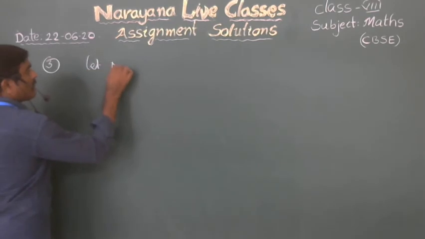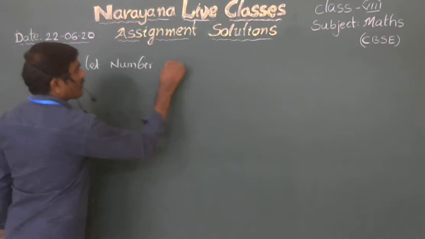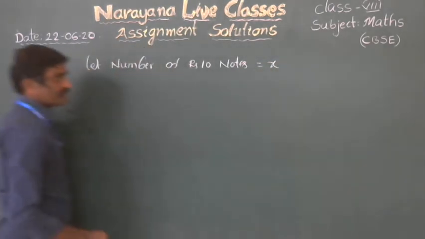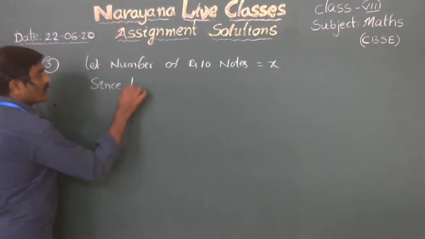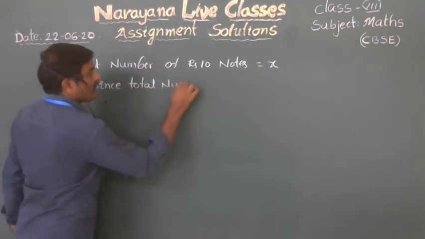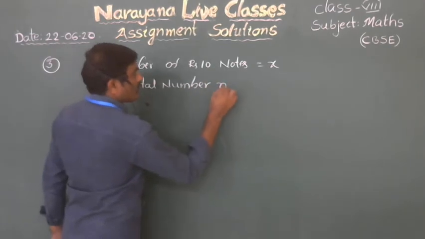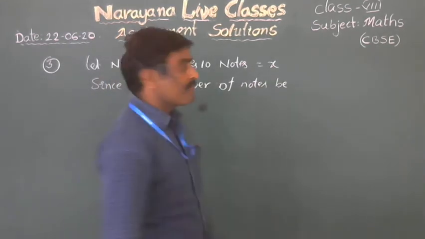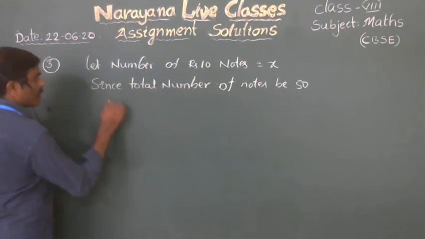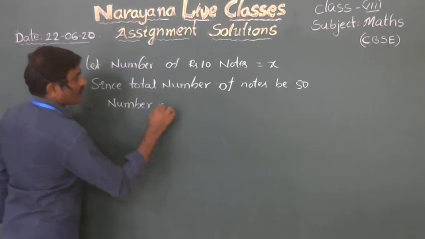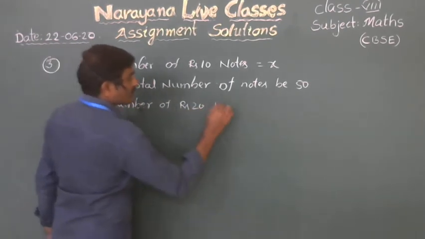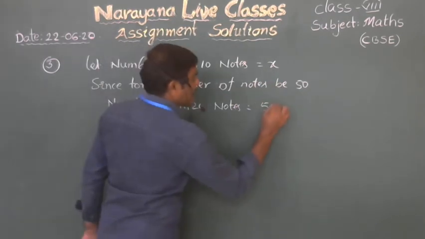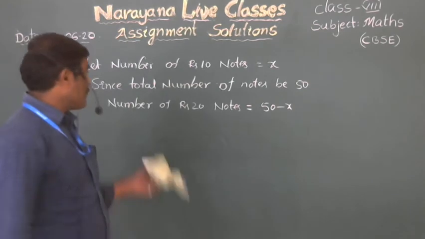Let the number of 10 rupee notes be x. Since the total number of notes is 50, the number of 20 rupee notes is the remaining, 10 rupee notes are x out of a total of 50, so 50 minus x is the number of 20 rupee notes.